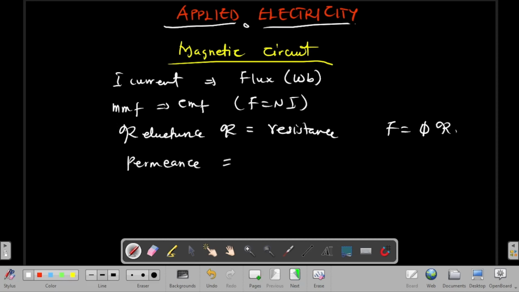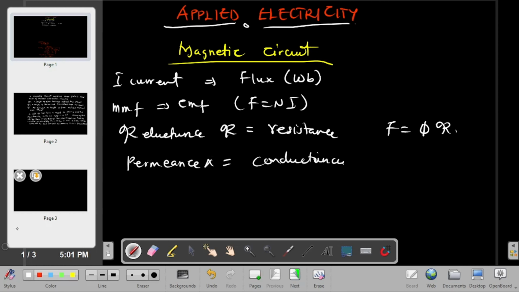Then finally, we have what you call the permeance. Permeance is the opposite of reluctance, the inverse. So we call it permeance. It's also the same as the conductance as we have in electrical circuits, right? Conductance, right? So permeance is the inverse of reluctance, as simple as possible. Let's solve an example for you to understand this better.